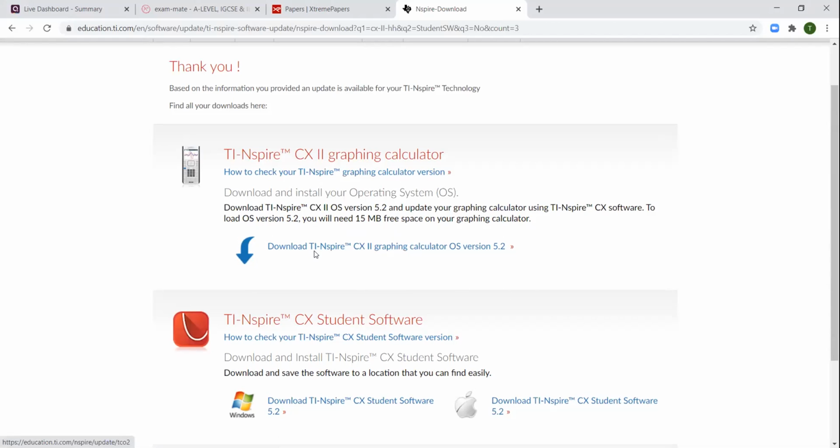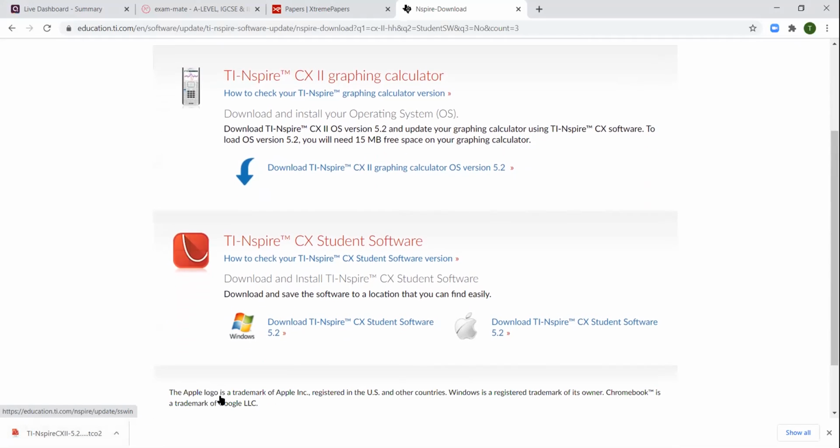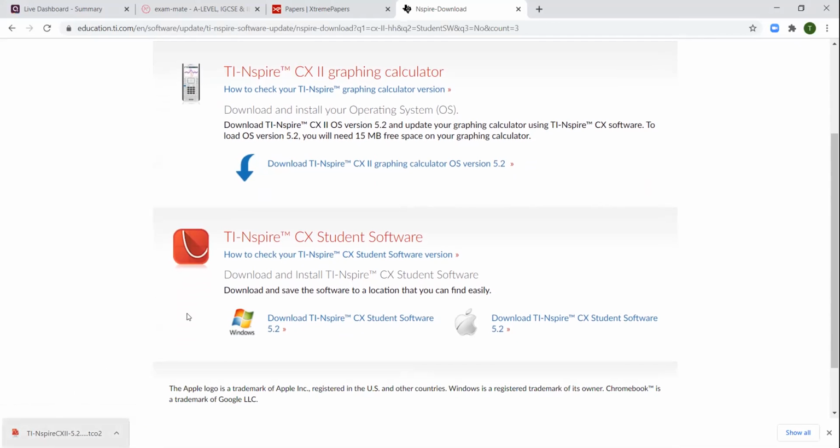If you download this, let me just download it. Here in the bottom left, you can see my new update file has been downloaded. So you can upgrade using your software. In the next line, you can see the TI Inspire CX student software. Below here, you can get two links, one for Apple and one for Windows. You can download either of them as per your laptop's configuration, and get the latest student software from here.